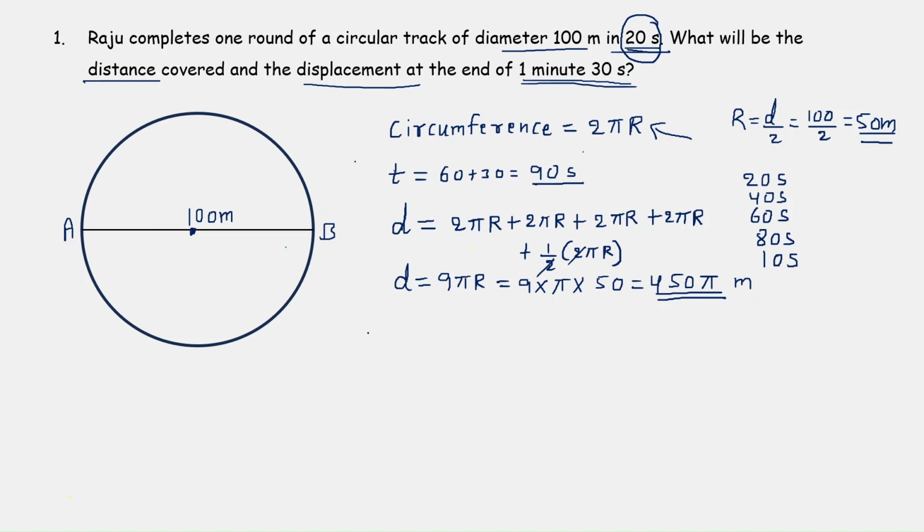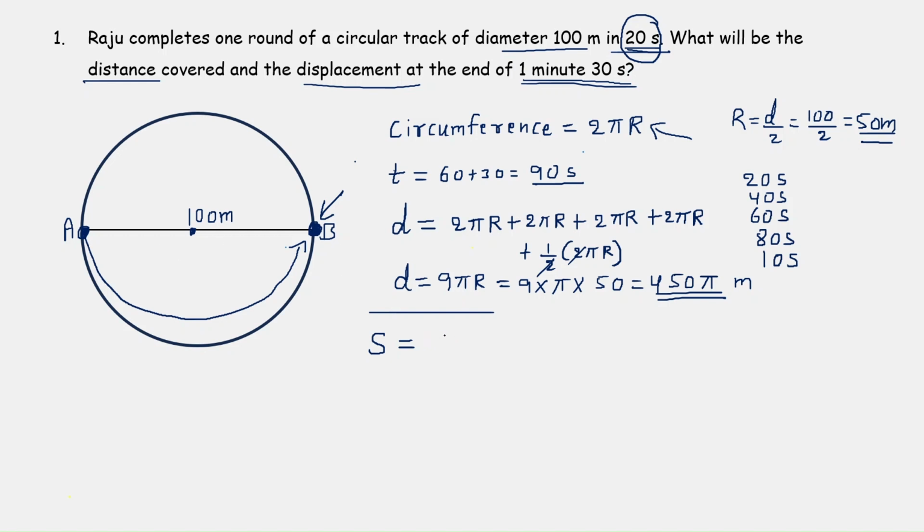And the second one is displacement. We'll represent it by S. The displacement will be the shortest distance, or we can also call it final position minus initial position. So what would be the final position? Final position will be point B. Initial position will be point A. Why? Because he completes 4 rounds and then half round. So half round means he will travel from here till B and he will stop. So for 1 minute 30 seconds, only that much he will travel. So the total displacement is from A to B.